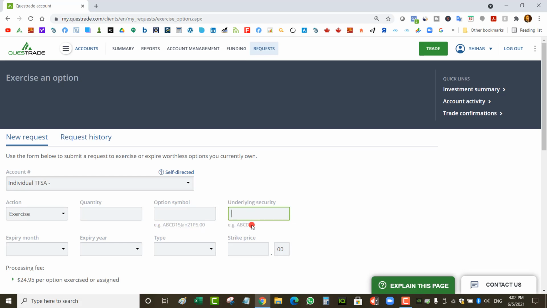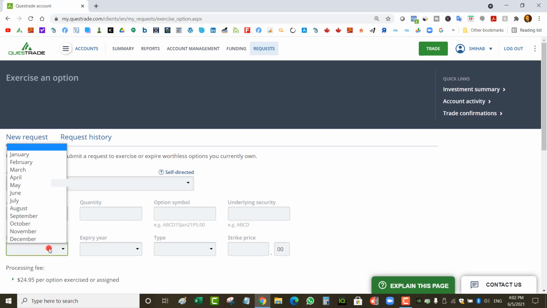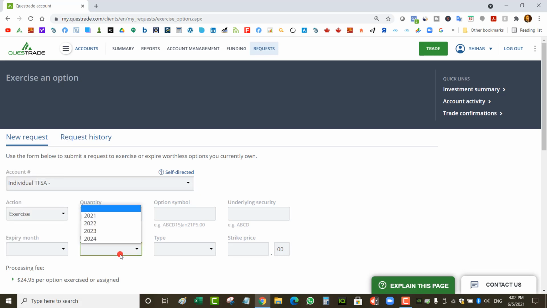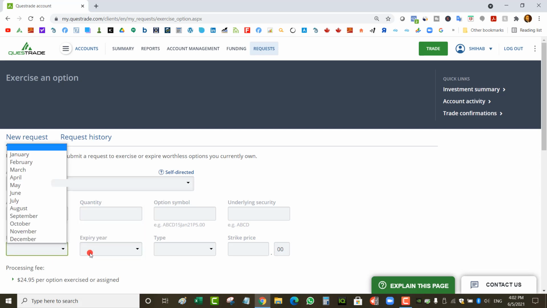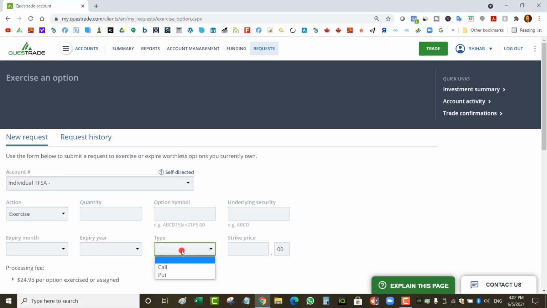Then you're going to choose the underlying security. So if it's a call option on Tesla, you're going to put TSLA. Then you're going to choose the expiry, the month expiry of the call option in question, or the put option in question. You're going to put the expiry year as well. So basically, this should be the date of the expiry, but they're breaking it up in month and expiry. And then here you mention whether it's a call option or a put option. And here you put the strike price of your option. So it allows them to locate the option in question.